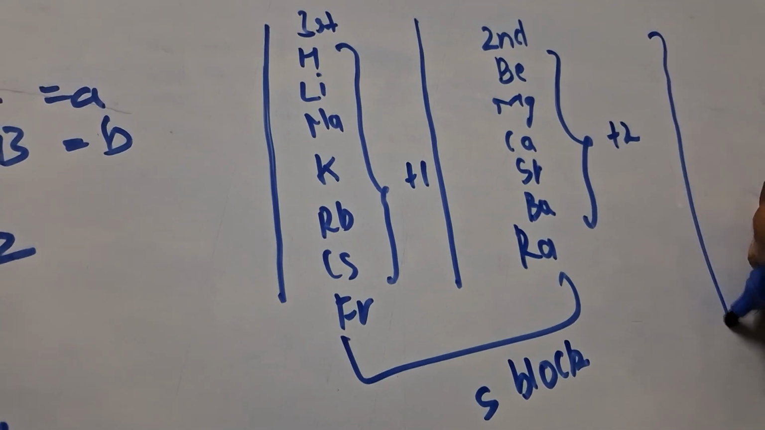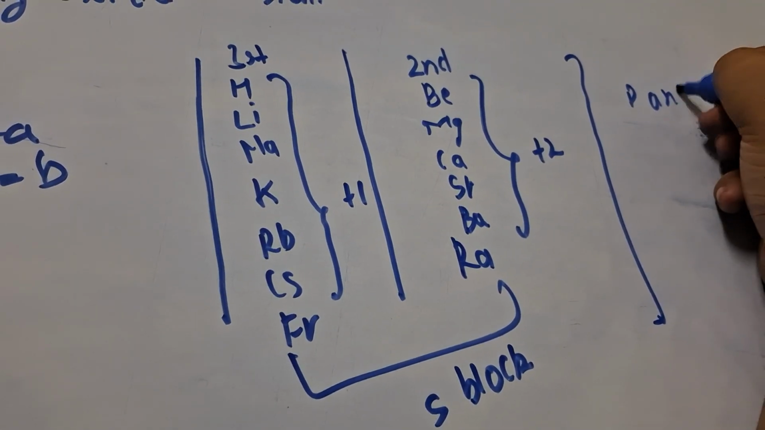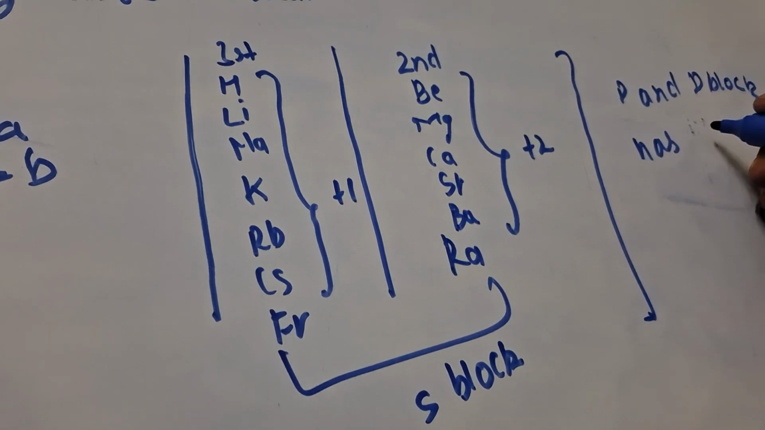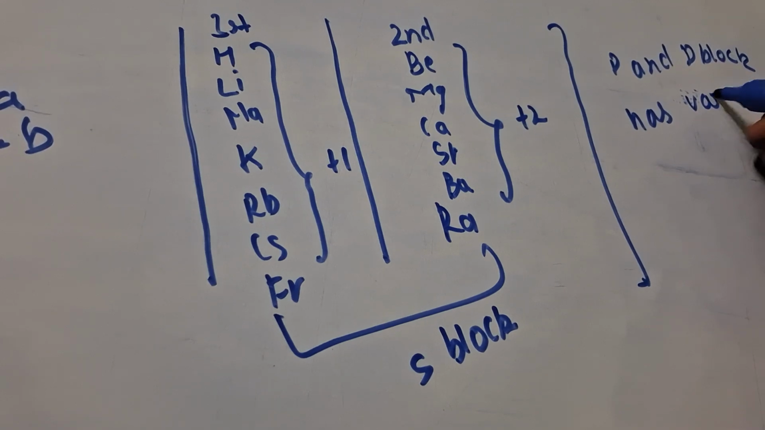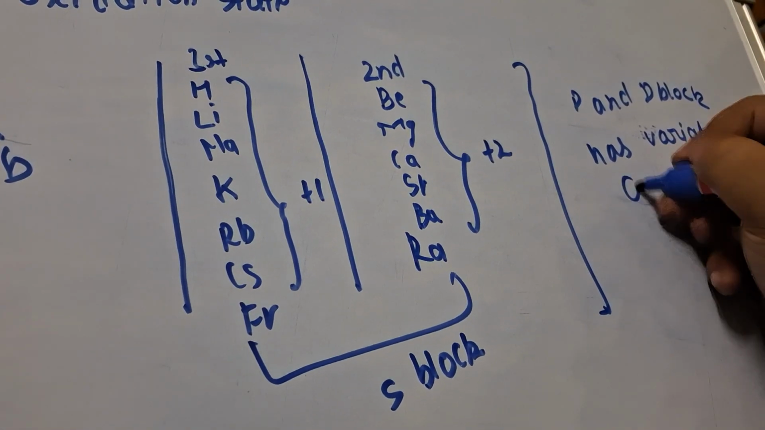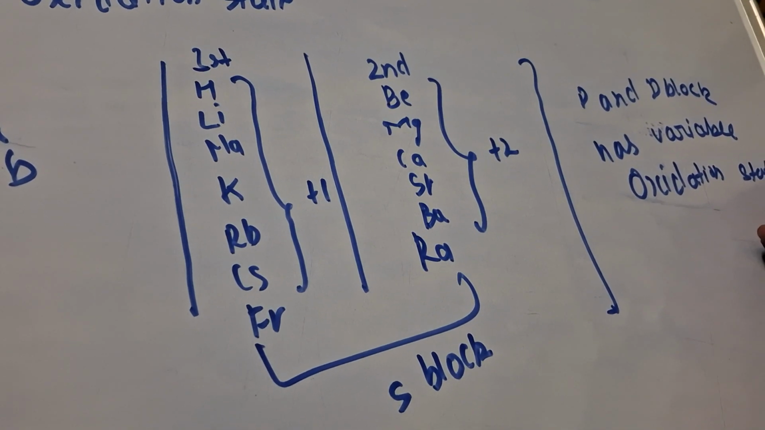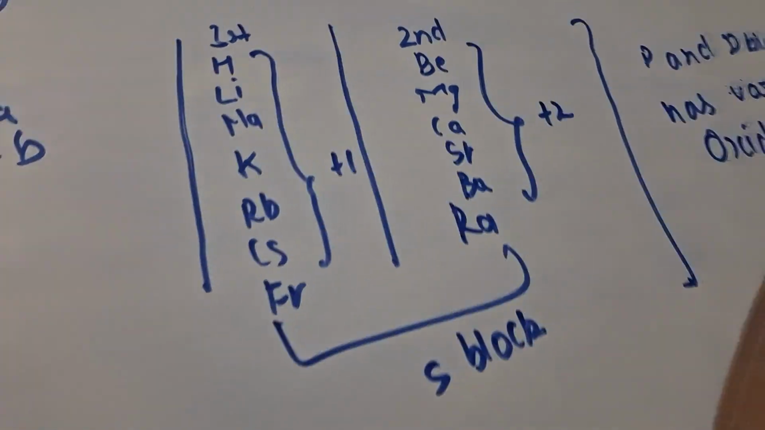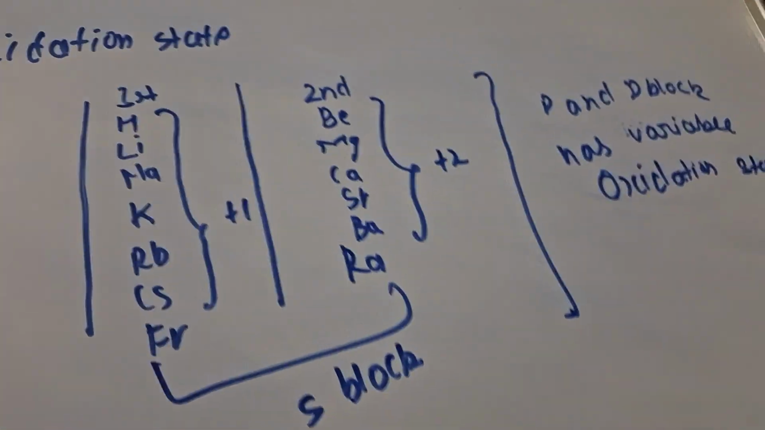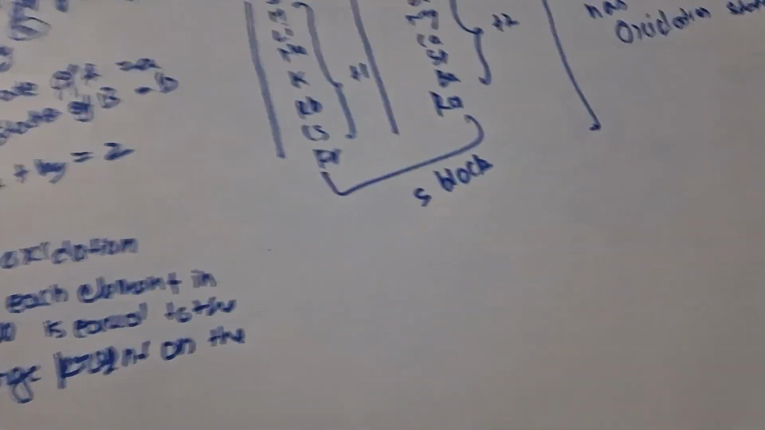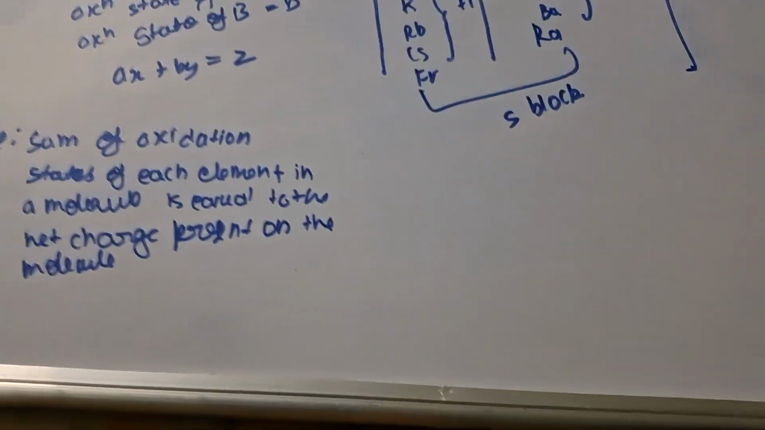Now P and D block, SPDF, no, has variable oxidation states. Oxidation state or oxidation number, they both mean the same thing. Yeah, hopefully you have understood that. Now, where does this formula not work? Yeah, where does this formula not work?